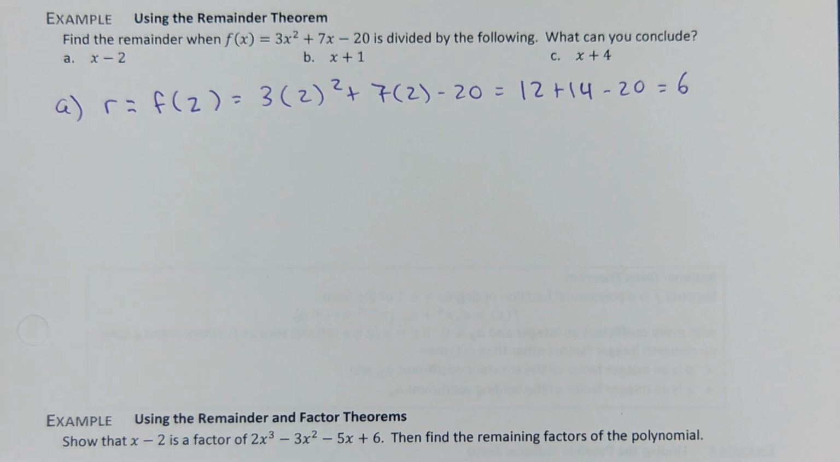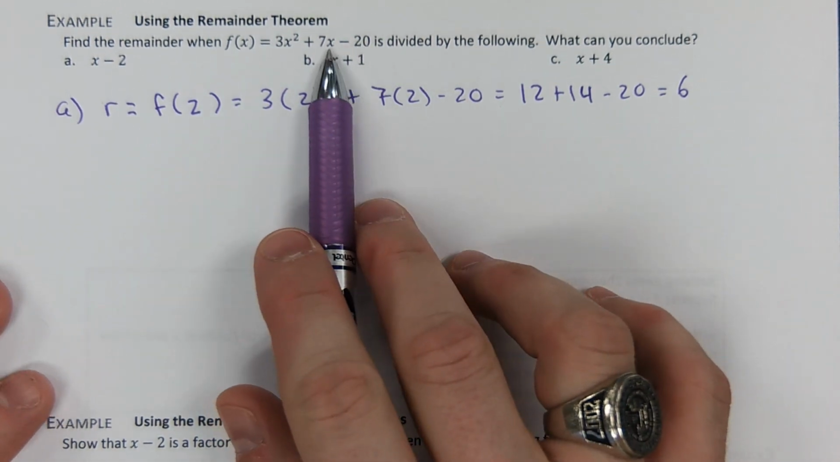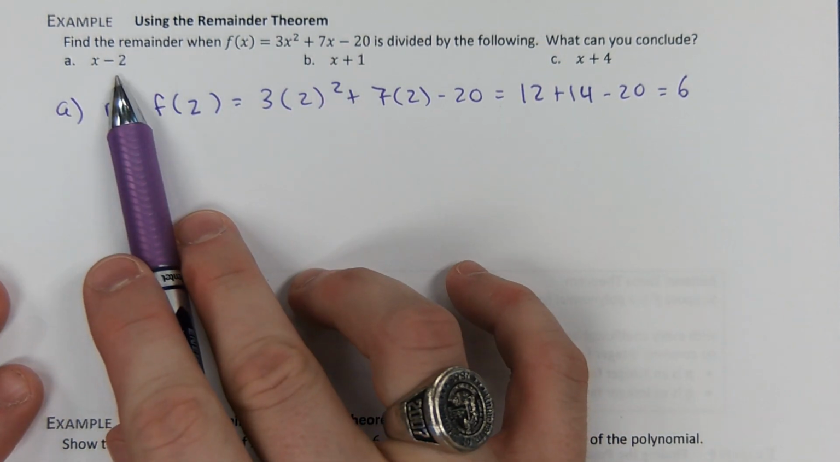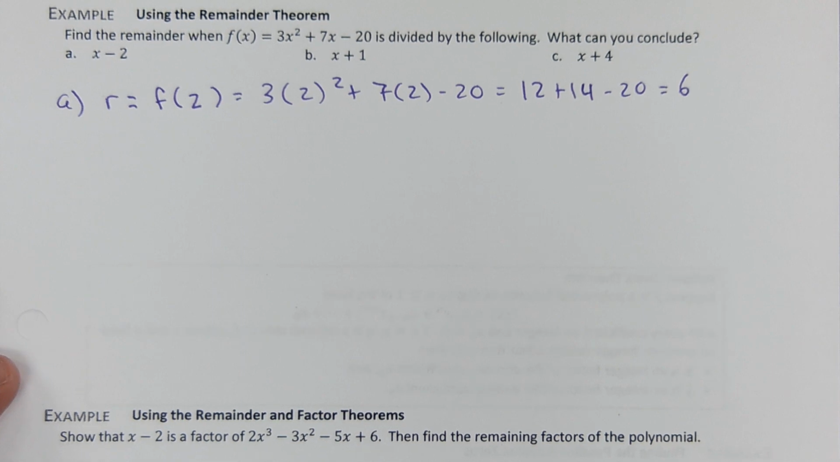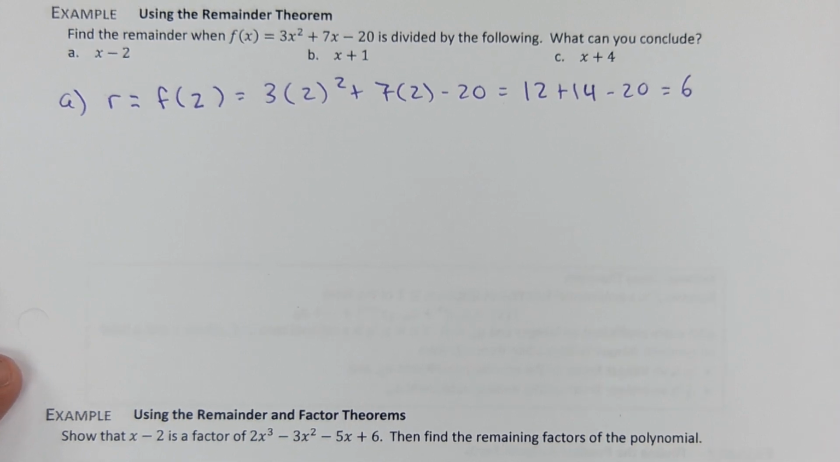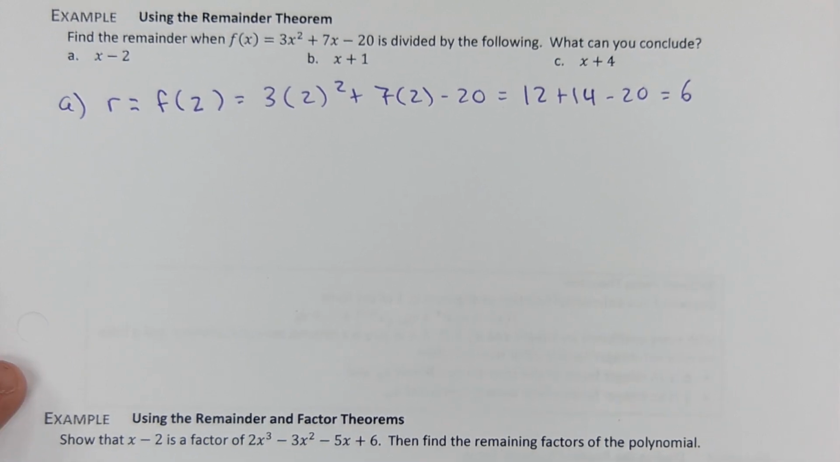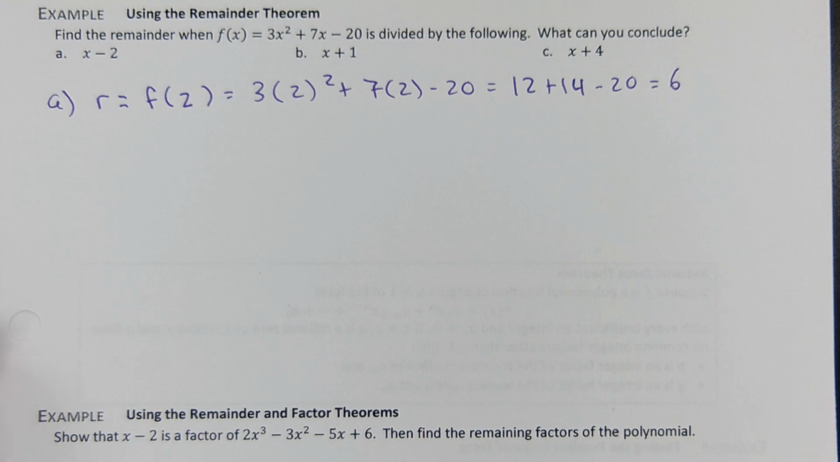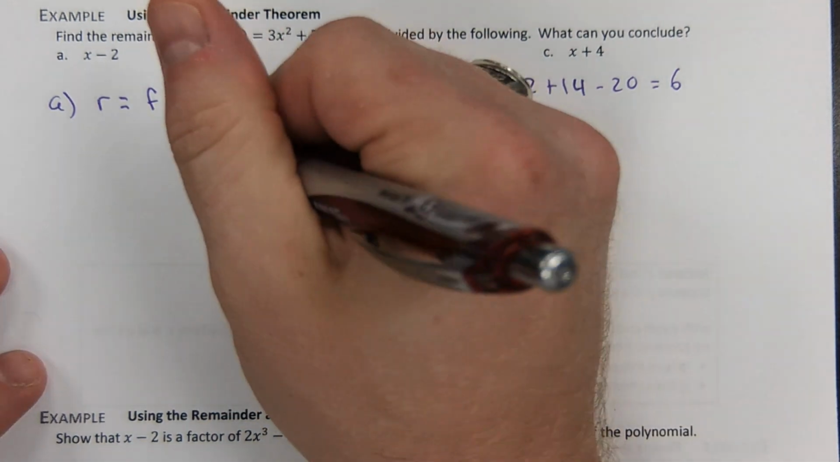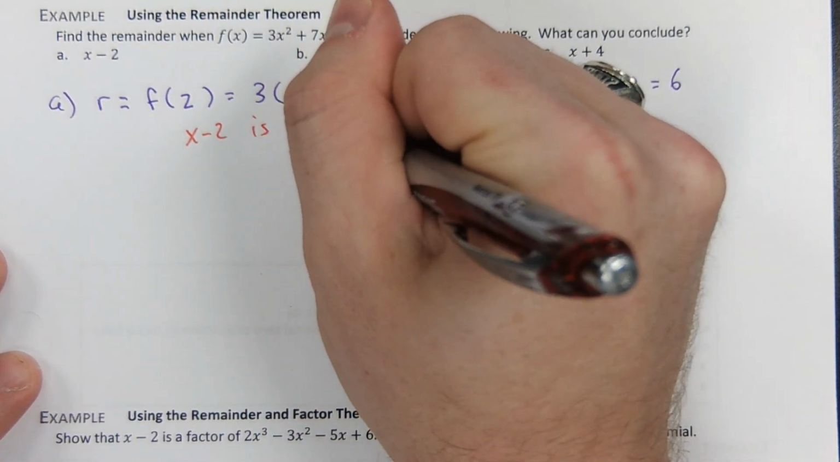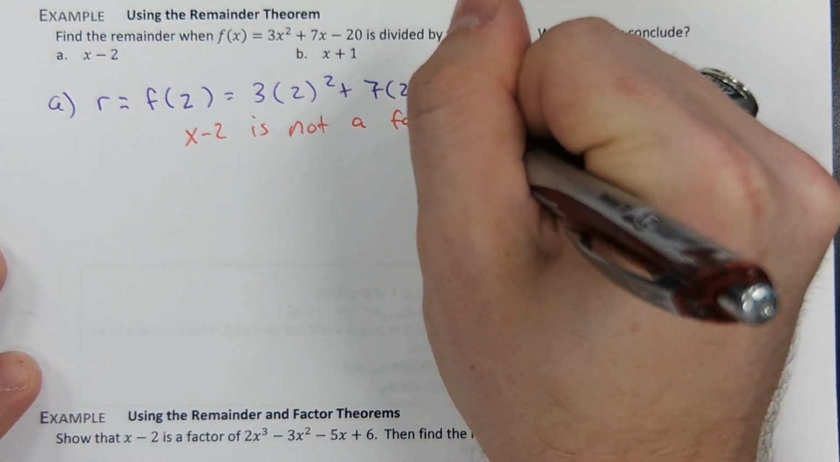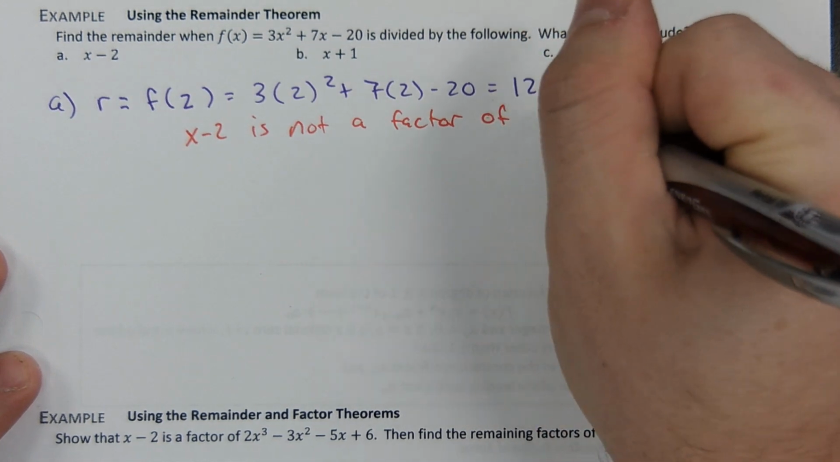Here's what we know. If I divide this quadratic by this linear term, this is my remainder. And anytime you have a remainder that is not 0, you have found something that is not a factor of f of x. So the conclusion is x minus 2 is not a factor of f of x.